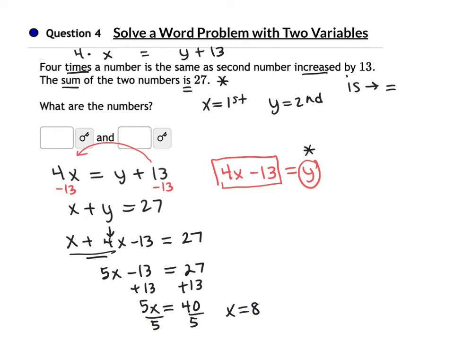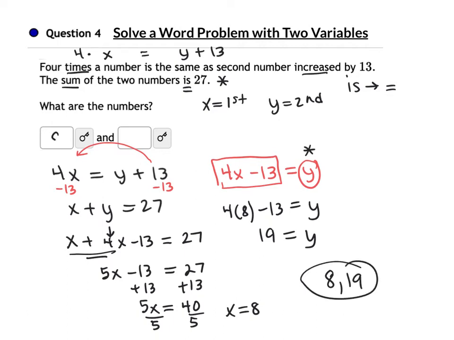This would be a great equation to use. I'm looking for y. y would be 4 times x, 4 times 8, minus 13. 4 times 8 is 32, and 32 minus 13 is 19. So y is 19. So my two numbers are 8 and 19.